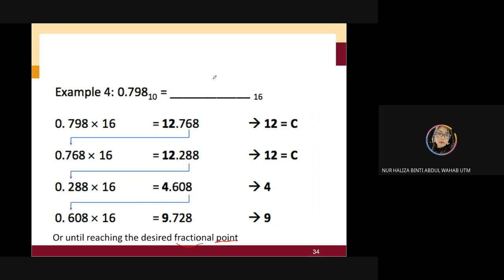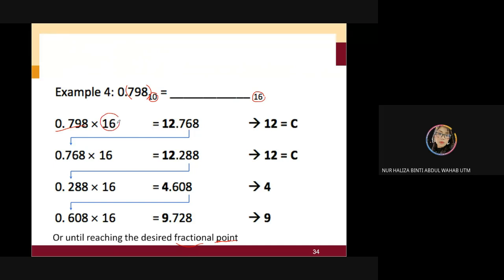Okay, there is another example. Now you will have the example 0.798. If I have this number, I need to check first from which base to which base. I see, from 10, I want to convert to 16. So I need to do the multiplication repetition because this is a fraction number, and I will multiply with the base. So first, I will multiply with 16.